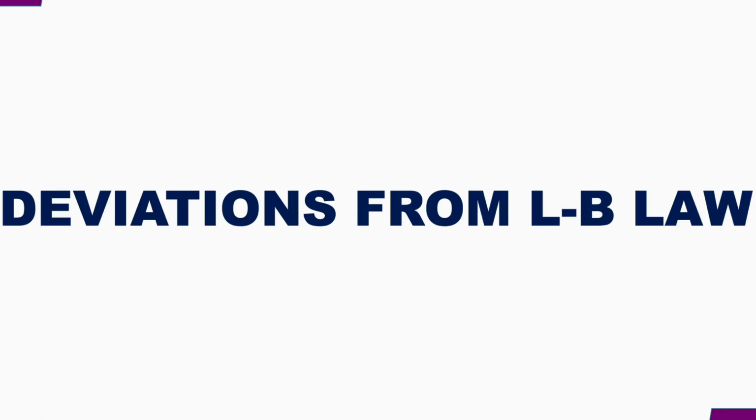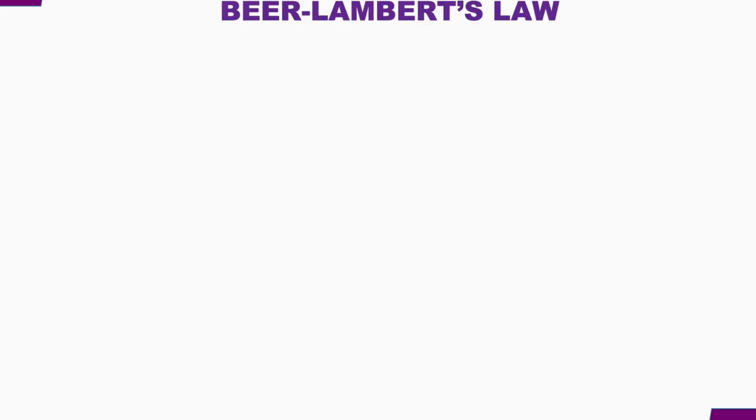So today we are going to learn about the deviations from the Beer-Lambert law. Before learning the deviations, let's have a quick recap of what we had learned in the Beer-Lambert law in our previous video. So here we have a polychromatic radiation which is being emitted from the source of light. This polychromatic radiation consists of all the wavelengths included in it.